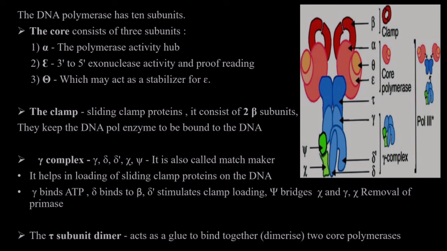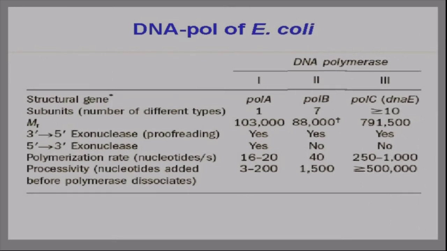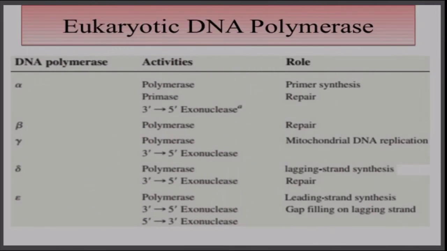The fourth subclass is the tau subunit dimer. It acts as a glue to bind together the two core polymerases. This table shows the comparison between the 3 DNA polymerases of prokaryotes. Now we look into the different eukaryotic DNA polymerases and their function.